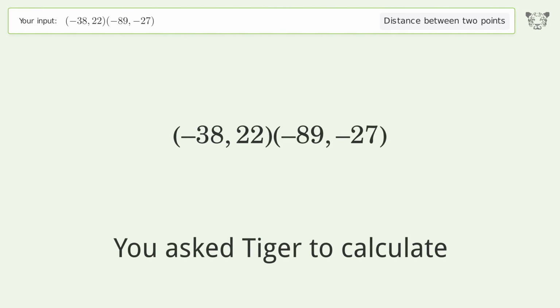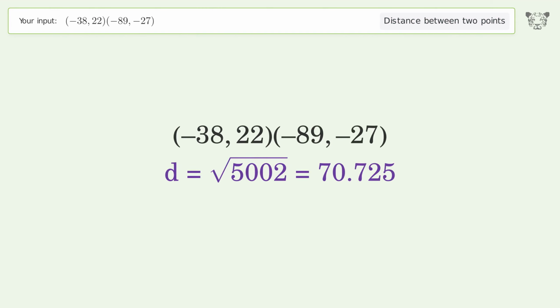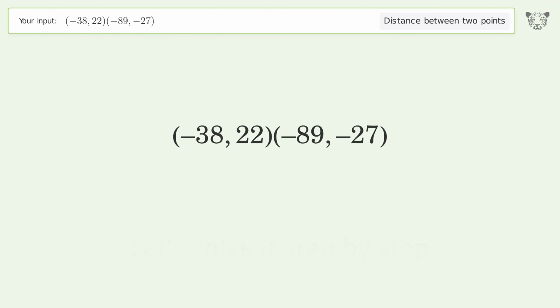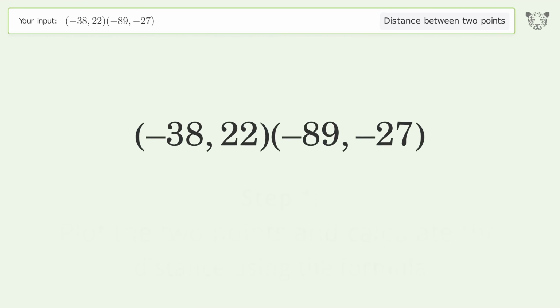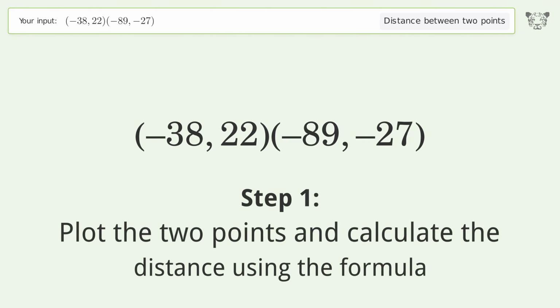You ask Tiger to calculate. This deals with the distance between 2 points. The distance between the 2 points is the square root of 5002, or 70.725. Let's solve it step by step. Plot the 2 points and calculate the distance using the formula.